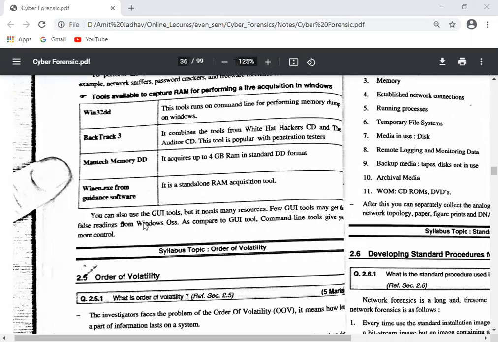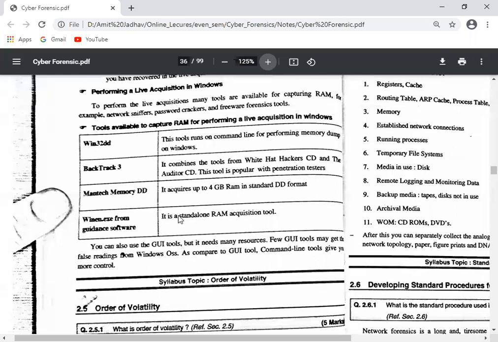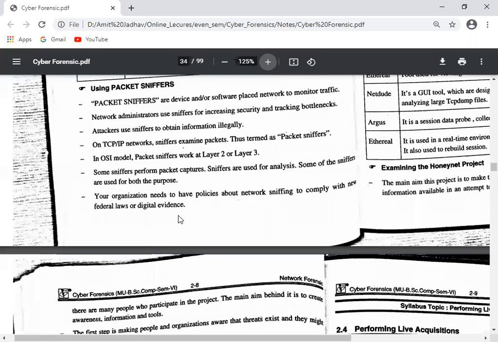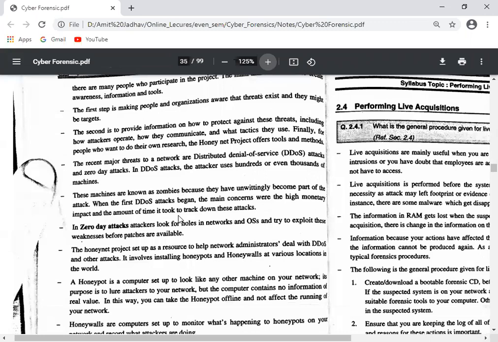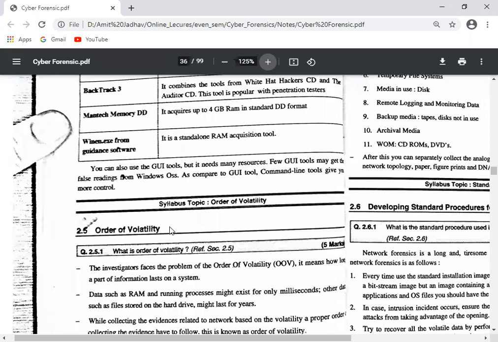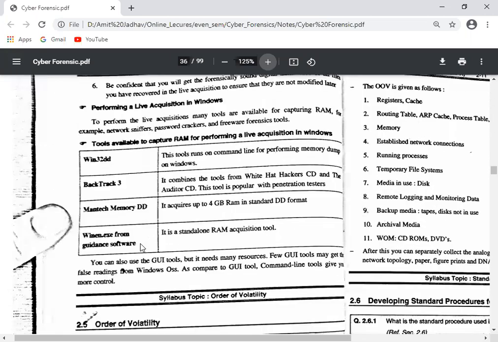Okay, so today we covered the Honeynet Project and the live acquisition steps. In the next lecture, we are going to cover order of volatility. Okay, so here we end the session.